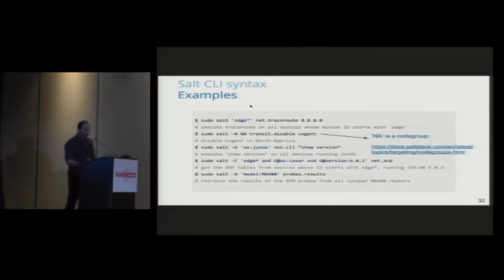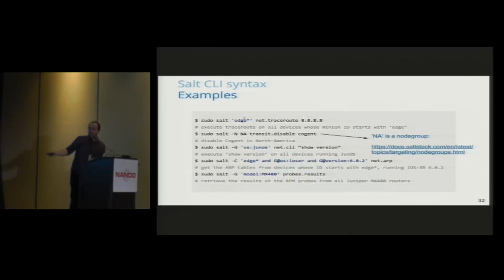Other things you can do, you can match this one with this one together. It's called a compound matcher, and you can select all devices whose ID begins with something, plus you can say, give me the grain, which one? This OS, that has this value. Also, you can use other grains together, and you use the AND. This example gives you the ARP tables from all devices whose ID begins with Edge, running IOS-XR 6.0.2.